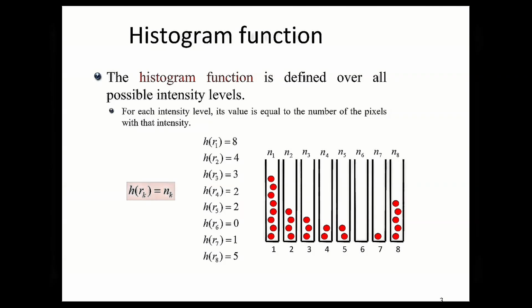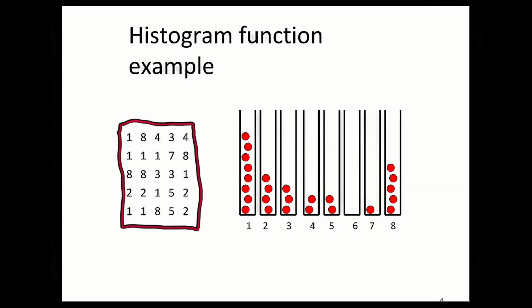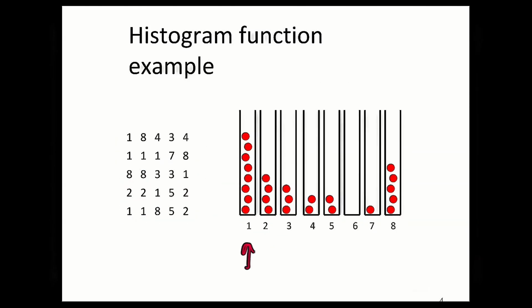Let us define the histogram function first, and then we will see what benefit it gives us. This is again a practical example. You can see this is an image. With 3 bits, we have intensity levels from 1 to 8. How many times is 1 repeating? 1, 2, 3, 4, 5, 6, 7, 8, so 8 times. And 2 is 1, 2, 3, 4. 3 is 3, and 2 and 4 are like this.